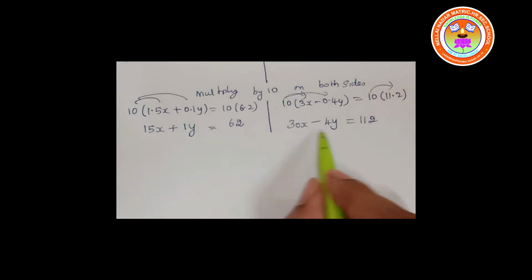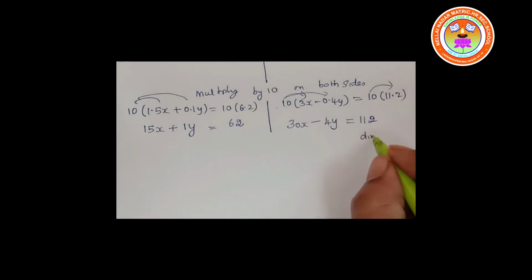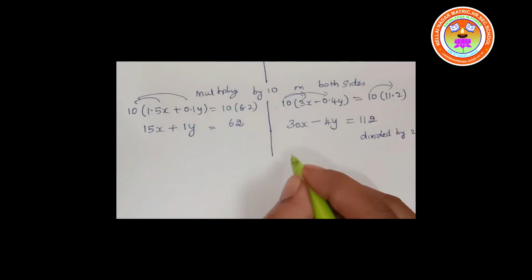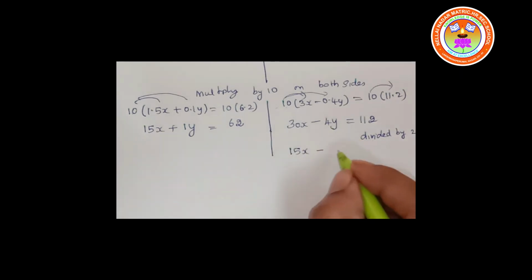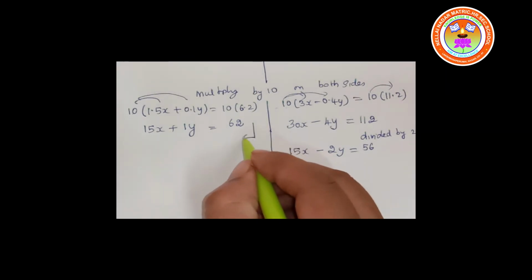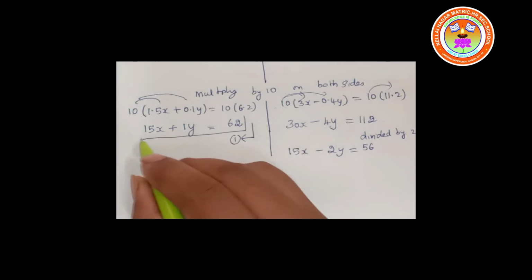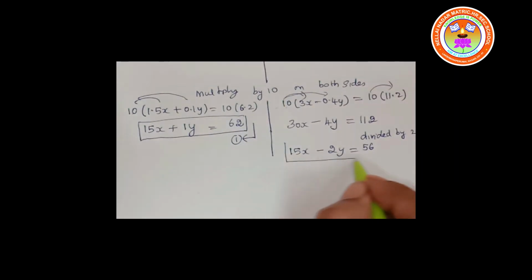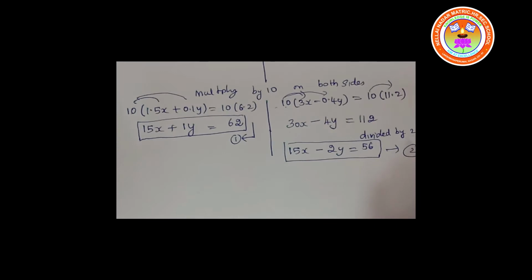So here, common, you can divide it by 2. Divided by 2. So when divided by 2, what do you get? 2 how many times 30x? 15x. 2 how many times 4y? 2y. 2 fives are 10, 2 sixes are 12, that is 56. And 62. Now I consider this as equation 1 and this as equation 2. I am going to solve both the equations using substitution method.